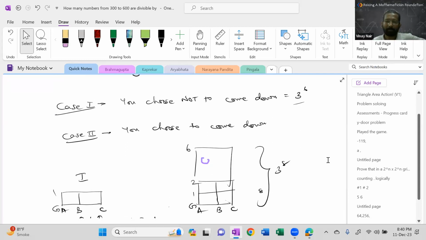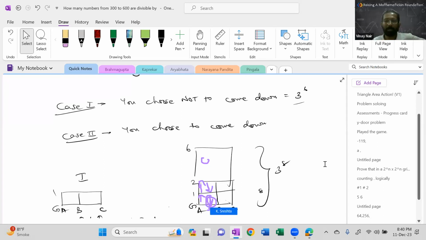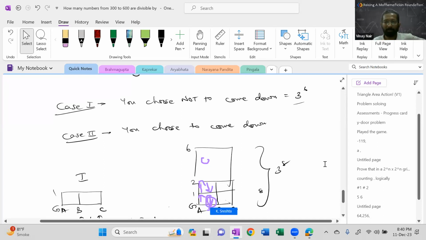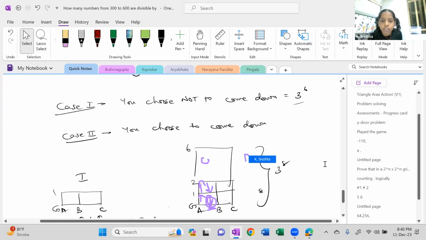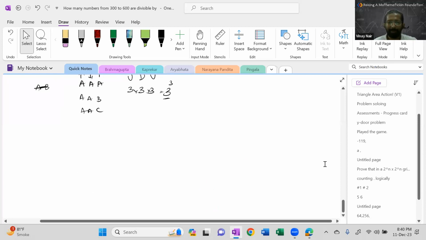So from G you decide to go up, but then you don't want to come down. Okay, that is case 1. But then after that, once you go up again from 2, you decide to come down to 1. What about those kinds? Can we do that also? Yeah, we need to consider those cases as well, because there are hundreds of those ways.